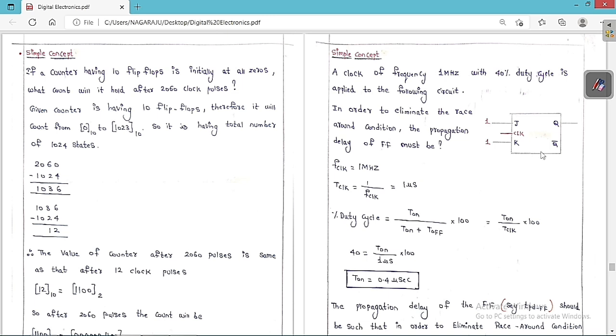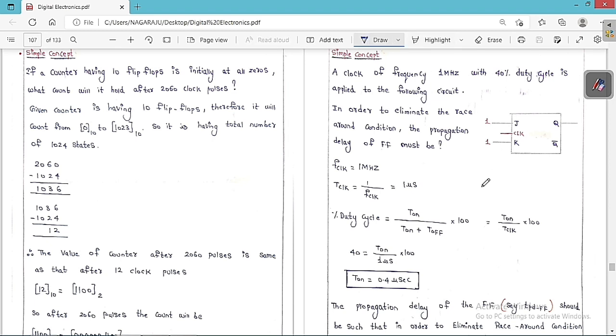I already told you this important expression. If the propagation delay of the flip-flop is lesser than T1, the on pulse width of the clock, and T1 is also lesser than T clock, the clock period, then we are compulsorily going to get the race around condition.